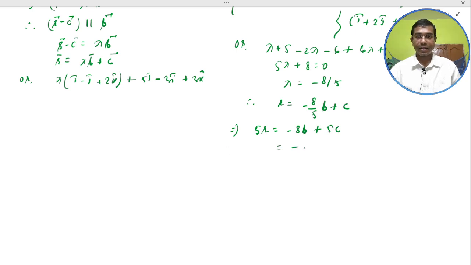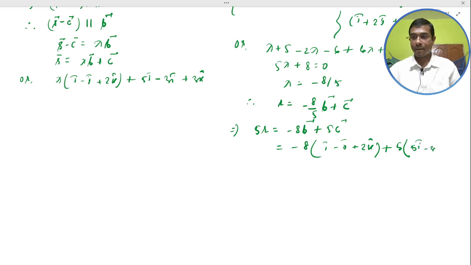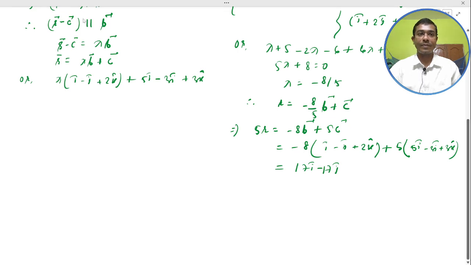Okay, that the minus 8 into B means, put this value, this will be the vector minus 8 into (i minus j plus 2k) plus 5 into (5i minus 3j plus 3k). Calculate this. This would become 17i minus 7j minus k.